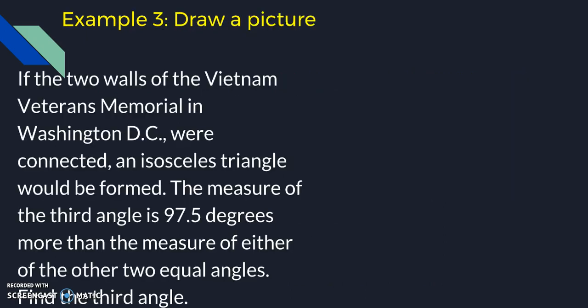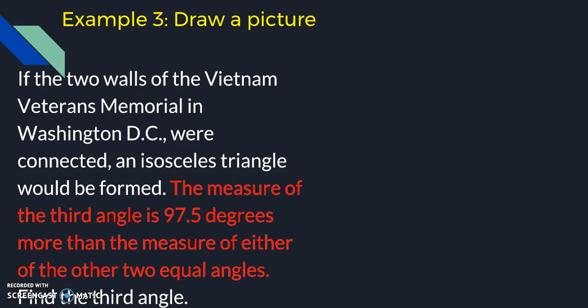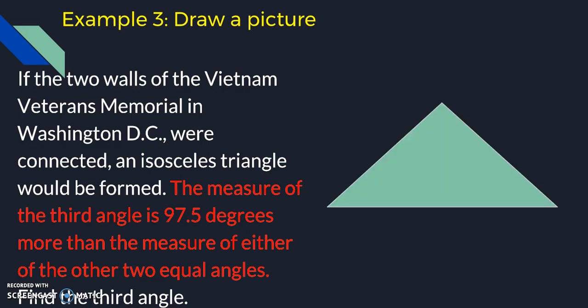Here's one that we drew the picture from earlier today. So this is a lot of information. We are just looking at the middle sentence because that's where our main information is. We know based on the reading that we have an isosceles triangle, so I'm going to draw a triangle. I know that angles 1 and 2 are going to equal the same, because if you see the bottom of the red sentence, it says 2 equal angles. So I know the 2 equal angles are the same.